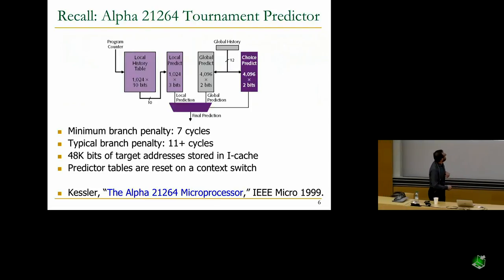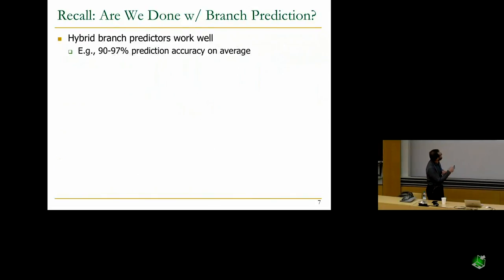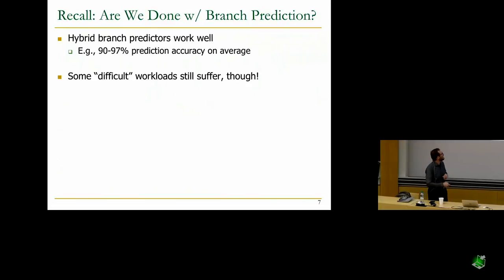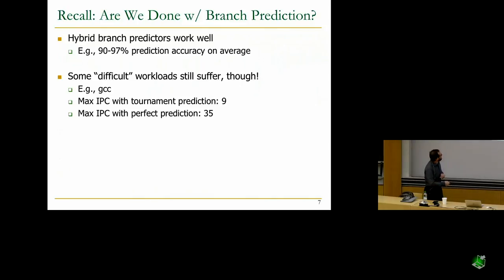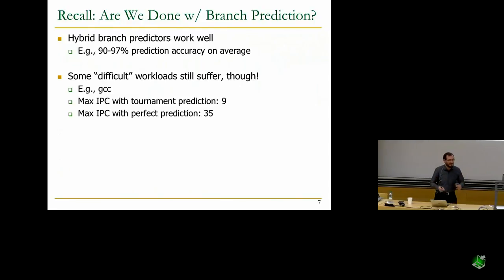Okay, so I already said this basically. Are we done with branch prediction? The answer is no. There's a lot more to do. As you can see, with this sort of prediction, the maximum IPC is 9 for GCC, if you have unlimited resources for the GCC workload, and the maximum IPC with perfect prediction is 35, maybe even higher, depending on what assumptions you make. So there are other branch predictors that have been developed.